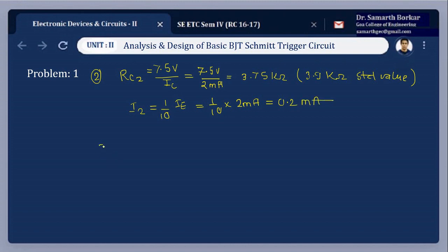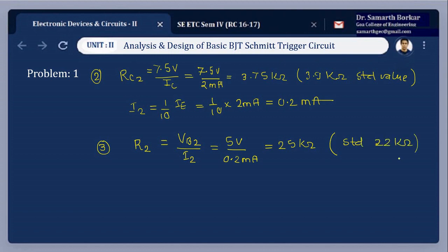Fine. Next step. Now we'll calculate the value of R2. From the figure we can make out R2 is VB2 divided by I2. It's always advisable to draw the circuit on the left hand side, so it becomes easier to visualize these component values. VB2 is 5 volts and I2 is 0.2 milliamperes. So this value is 25 kilo ohms, and the nearest standard value will be 22 kilo ohms.